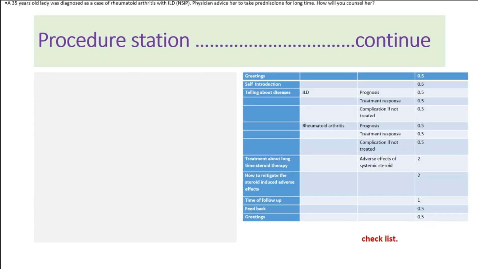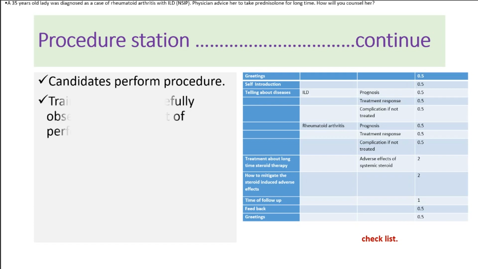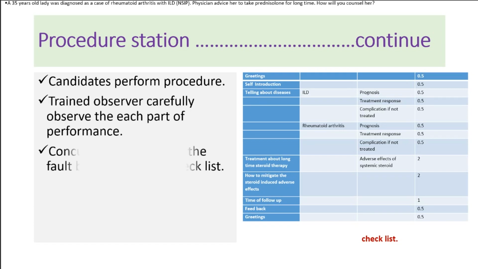Procedure station continued. Candidates perform the procedure. A trained observer carefully observes each part of the performance, concurrently identifying the fault by a cross mark in the checklist.